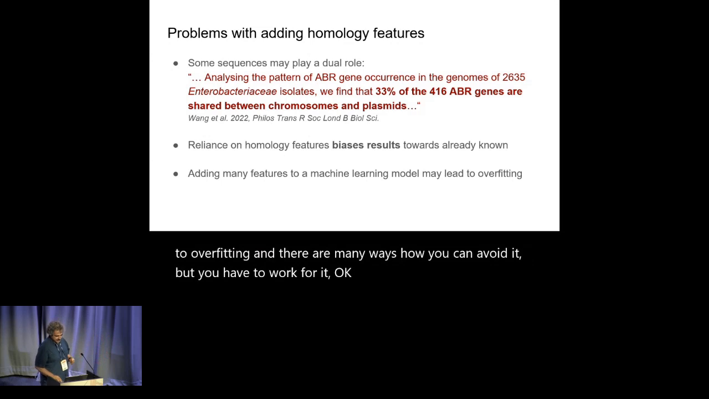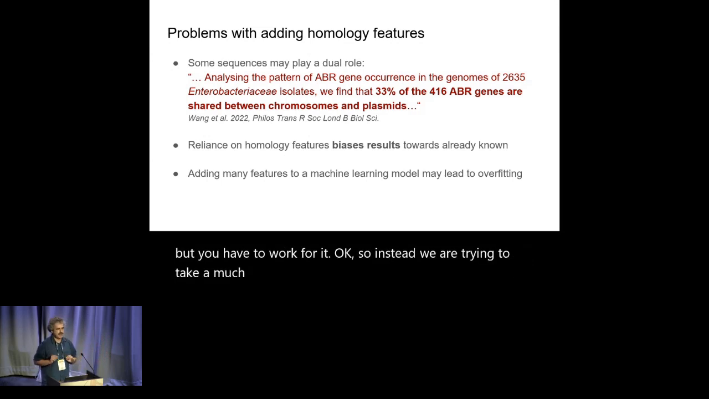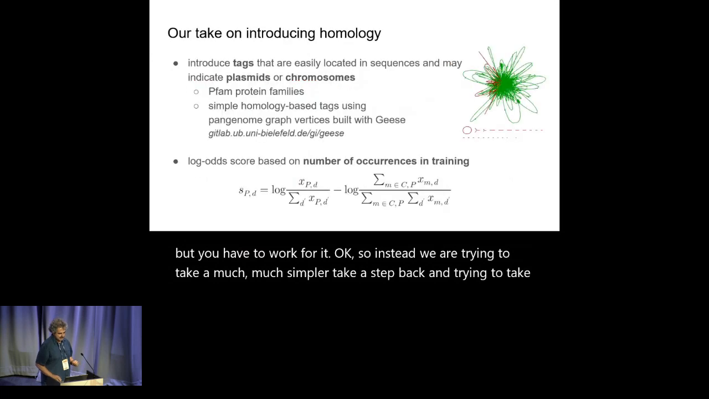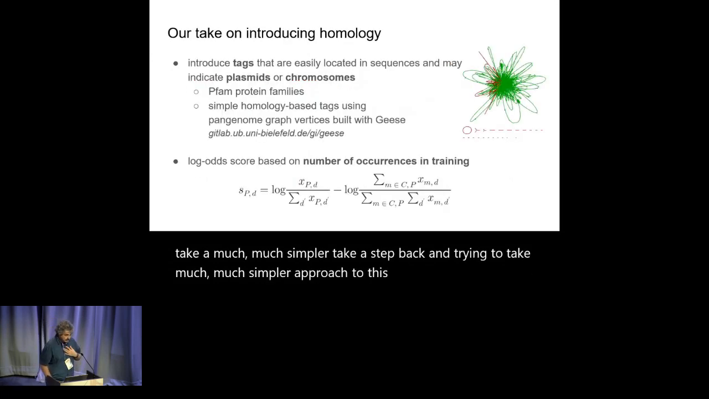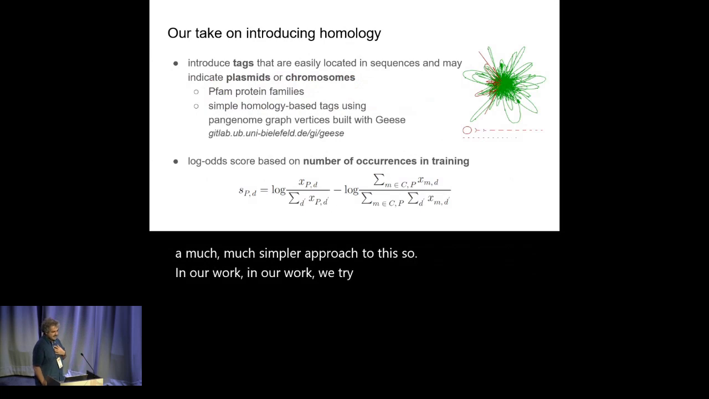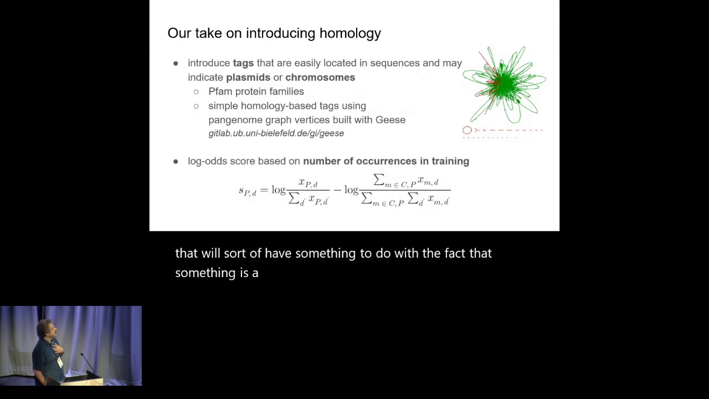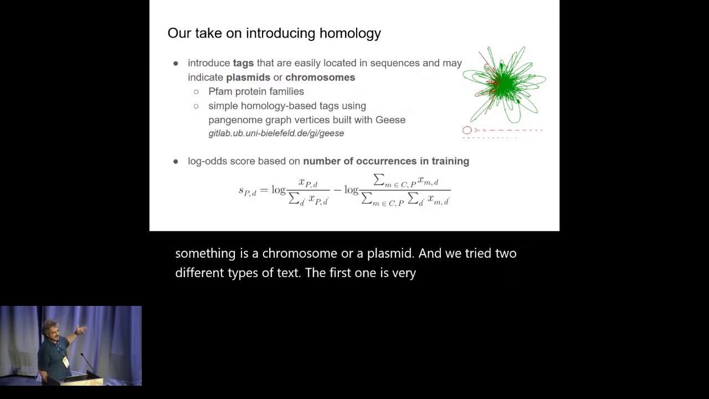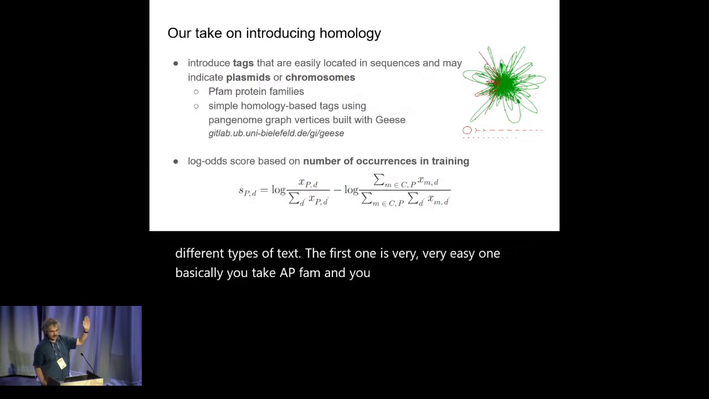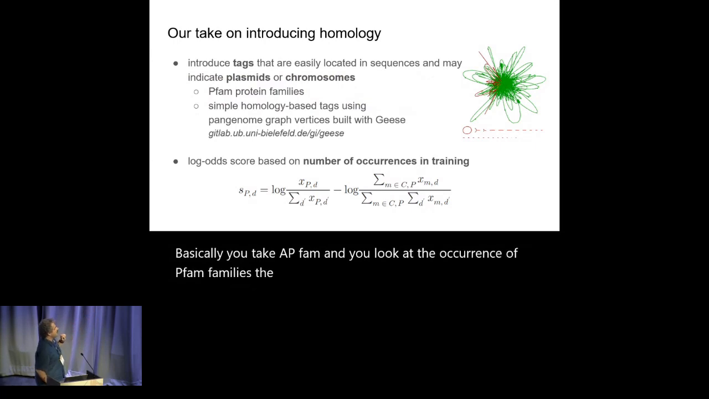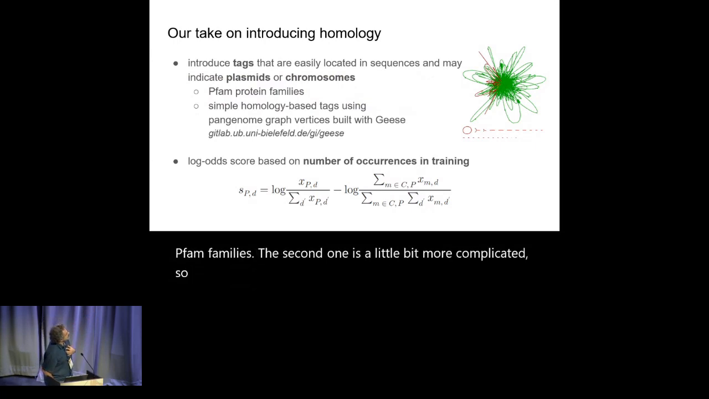Okay, so instead we are trying to take a step back and take a much simpler approach. In our work, we try to introduce some kind of text that has something to do with whether something is a chromosome or a plasmid. And we try two different types of text. The first one is a very, very easy one. Basically, you take Pfam and you look at the occurrence of Pfam families. The second one is a little bit more complicated. Basically, we take a couple of bacterial isolates and build a pangenome out of them. That's what's on the right over there.